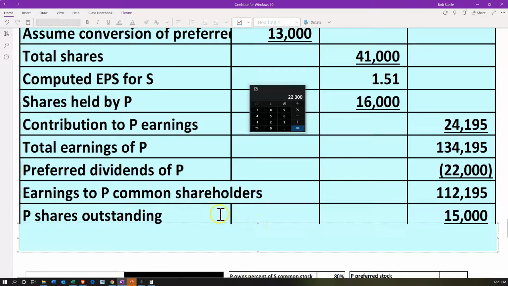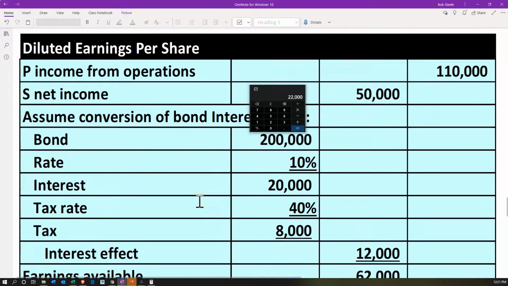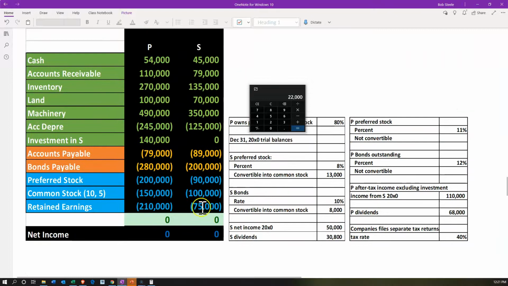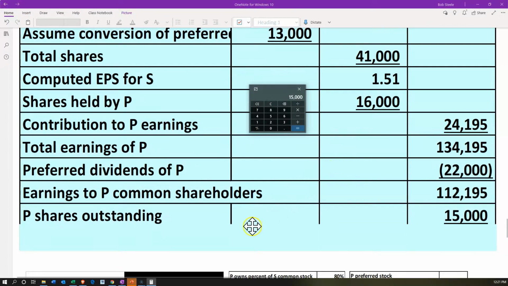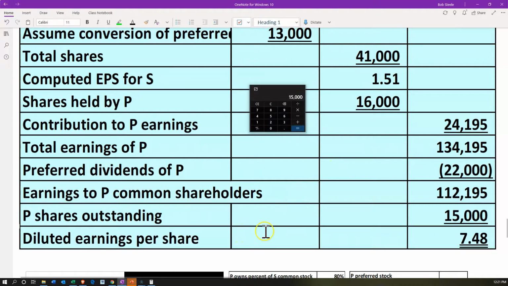So P has 15,000 shares outstanding. Calculating that same way we did before, in that we see that P has common stock of 150,000, $10 par. So we're going to say, all right, 150,000 divided by 10. That's going to be our 15,000. So we've got our 15,000. And then we're going to say that we have then the 112,195 divided by 15,000. That's going to give us our 7.48 about.